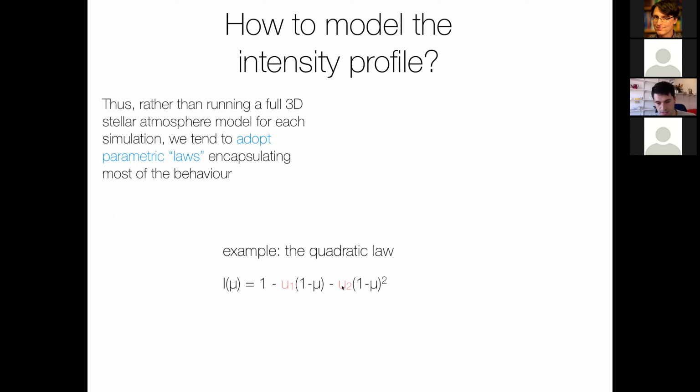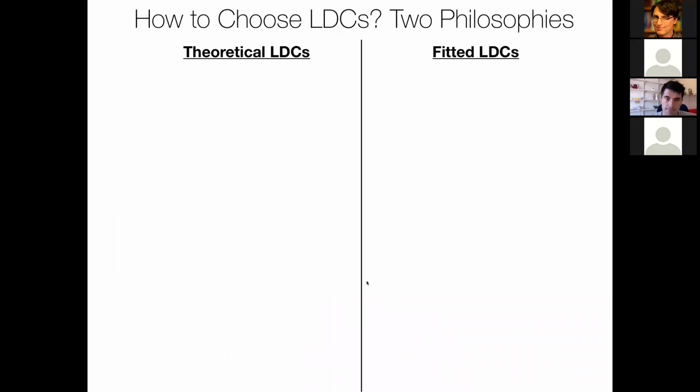And it's parameterized by these two coefficients, u1 and u2. And you can see it's just a quadratic expansion. So we call these coefficients the limb darkening coefficients, or I'll probably abbreviate them to LDCs quite often in this talk, just to save me saying this mouthful. And in the paper I wrote, we often talk about them as LDCs as well. It's fairly common to refer to them as that.